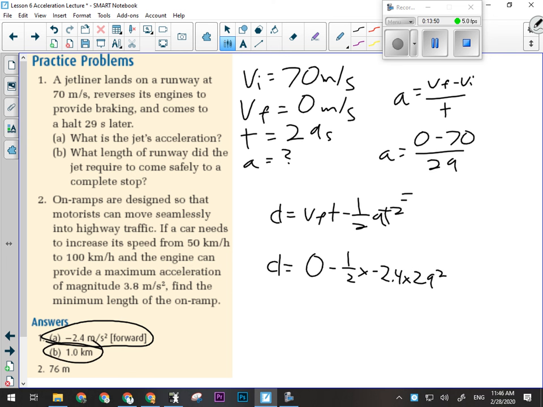I could use any formula I want. I could have used VI times T plus 1/2 AT squared. I'd get the same number. I could have used our new one, but I'd have had to manipulate it. That was quicker. Everybody okay with that? How many people have done number 2? I'm going to give you a couple more minutes on number 2, and then we'll walk through that one.